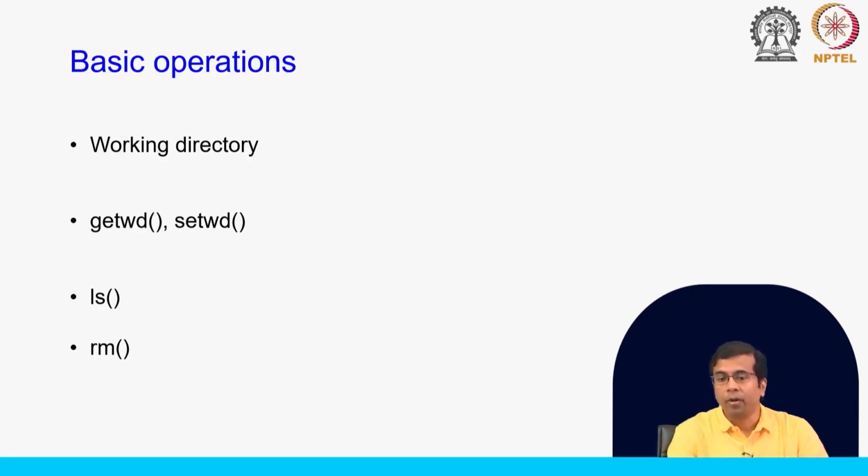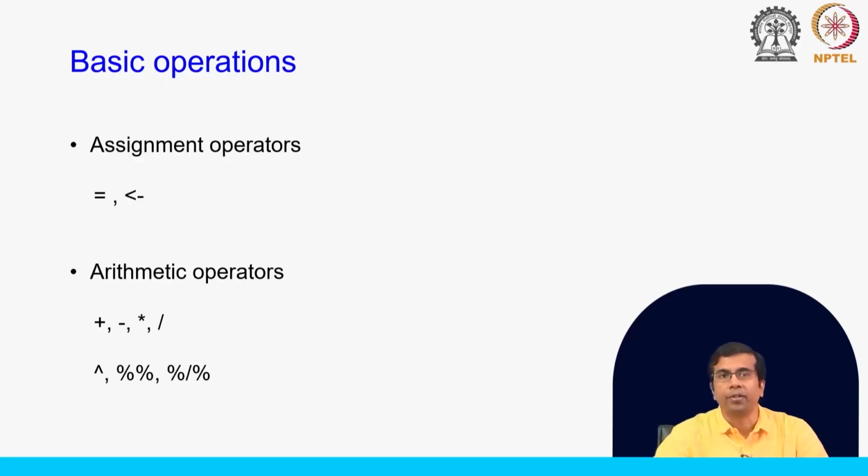We then move on to the assignment operators. So, how do you assign values in R? There are two operators that we will use. One is of course the equal sign that is used in other programming languages as well, and then we have this arrow sign which we also use for assignment. Now, in R we also have the arithmetic operators. So, we have the standard ones, which are common across other languages: plus, minus, star and slash. So, this is addition, subtraction, multiplication, division.